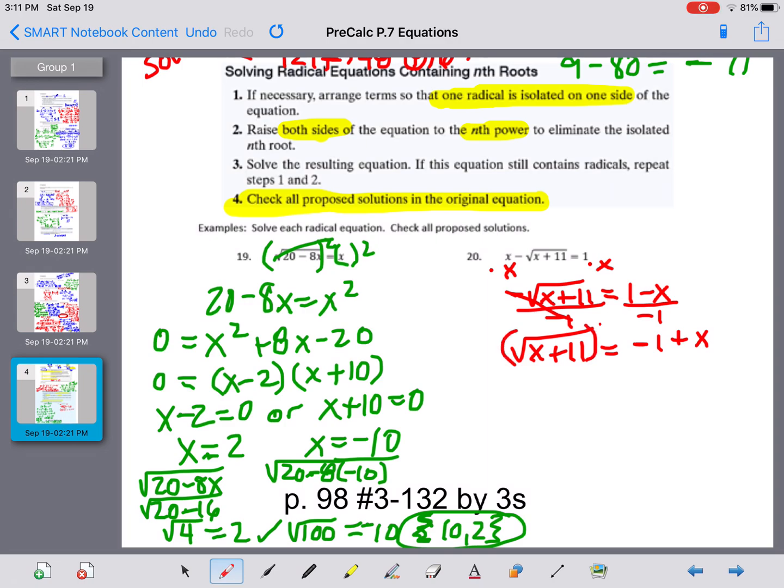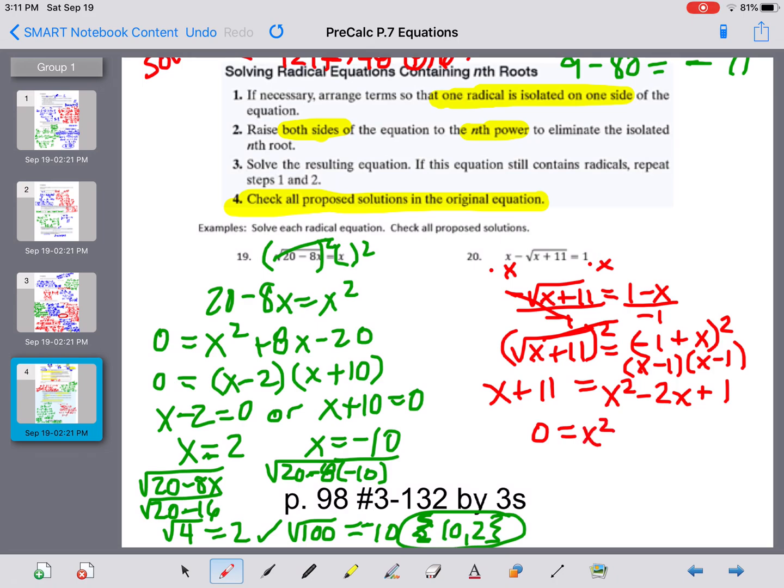Now I'm going to square both sides to get rid of my square root. This cancels. I get x plus 11. By the way, this one on the right, that means I need to take x minus 1 times x minus 1, right? I'm taking that binomial and squaring it. So when I FOIL that out, I get an x squared minus a 2x in the middle plus 1 on the end. Okay? Set equal to 0. X squared, subtract an x, I get negative 3x. Subtract 11, get negative 10. Do we have factors of 10 that subtract to make 3? Negative 5 and 2. So x equals 5 or x equals negative 2.